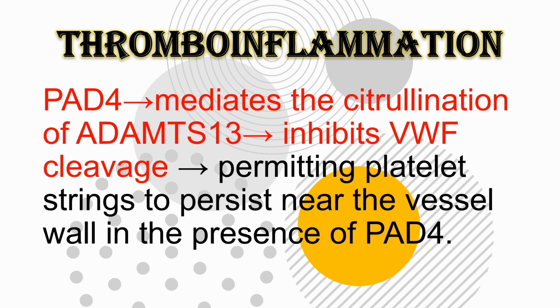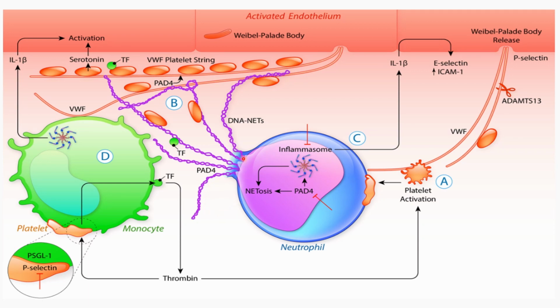And as I said before, the role of PAD4 includes its inhibition of von Willebrand factor cleavage, allowing the platelet strings to persist near the vessel wall in the presence of PAD4. Again, in the same diagram, we can see the important role of PAD4 in NETosis, in inflammasome activation, and in preventing cleavage of von Willebrand factor, so that we have a big platform formed from NETs, in addition to von Willebrand factor, where the platelets can form a string and attach to the tissue factor that will stimulate coagulation.